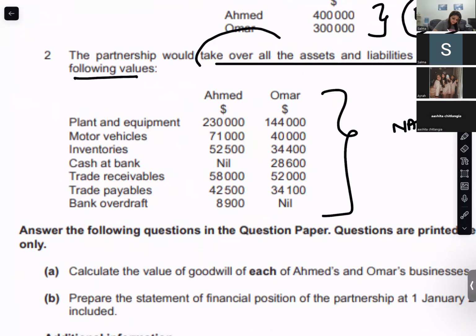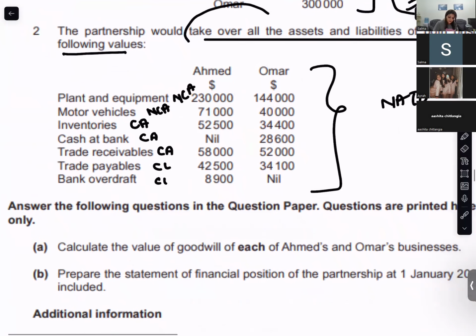Can you tell me what are the non-current assets and current assets over here? Non-current assets are plant and equipment, motor vehicle, and current assets are inventory, cash at bank, trade receivables, and current liabilities are trade payables and bank overdraft. Okay, very good.